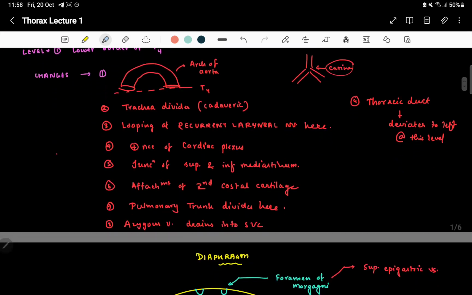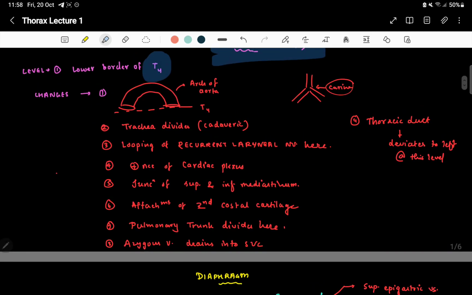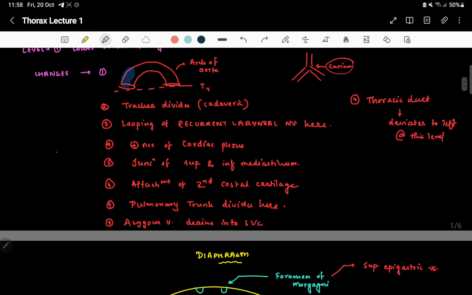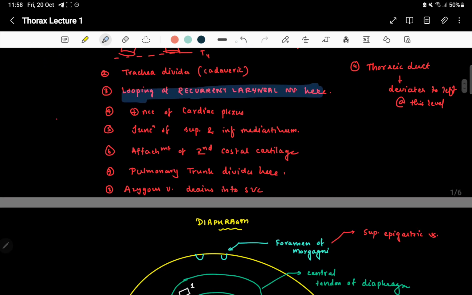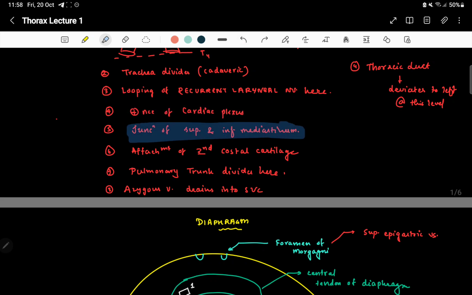Then we have the angle of Louis, where many changes occur. This is the lower border of T4. Importantly, write the lower border. Here the arch of aorta starts and ends. The trachea divides. The looping of the recurrent laryngeal nerve occurs. The cardiac plexus is present at this level. The junction of the superior and inferior mediastinum is at this level.